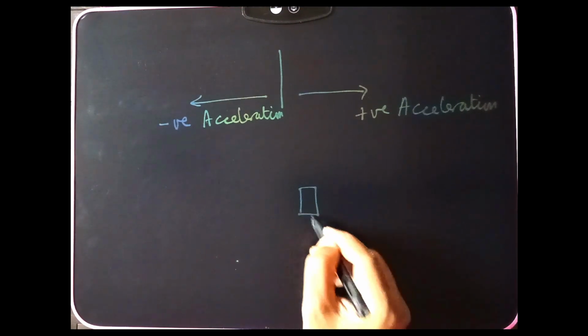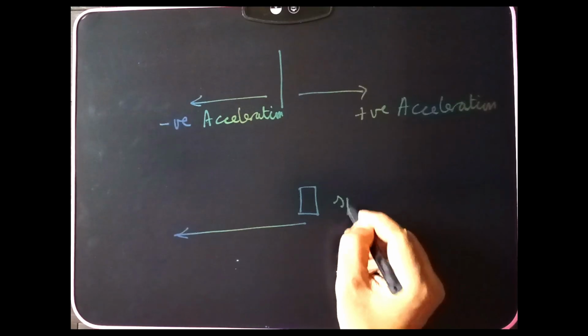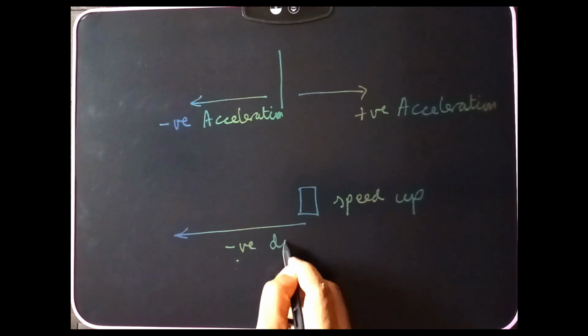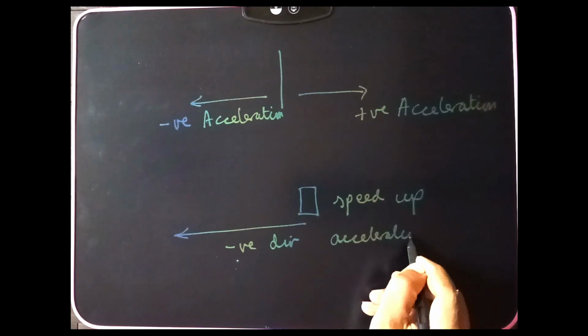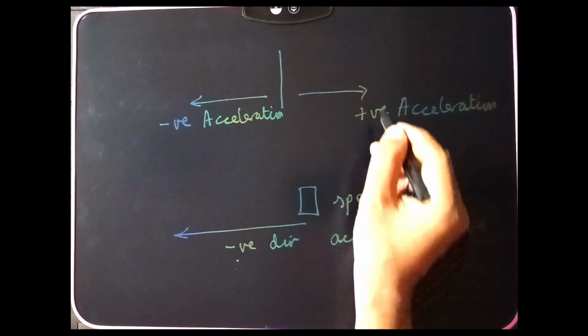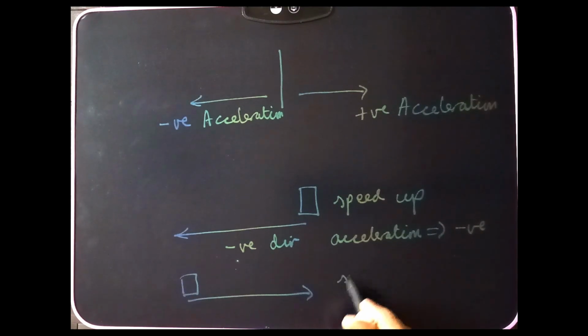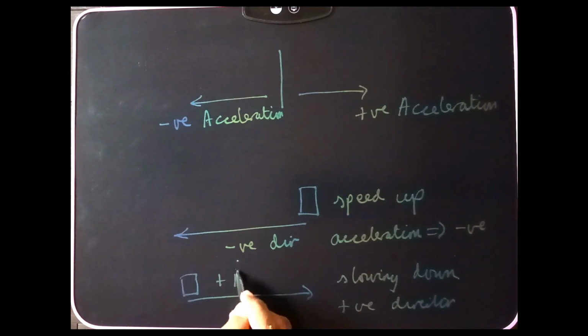Even if the object moves on the left, it could speed up, right? There could be speed involved. It is speeding up in the negative direction. So here acceleration will be negative. Similarly, the object could be slowing down in the positive direction. So it's supposed to have positive acceleration.